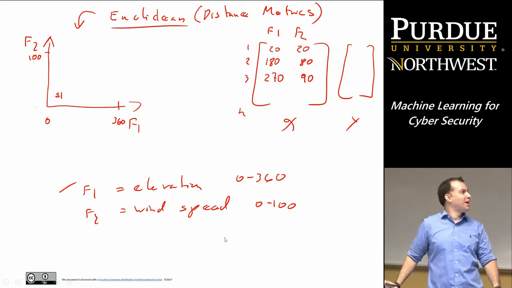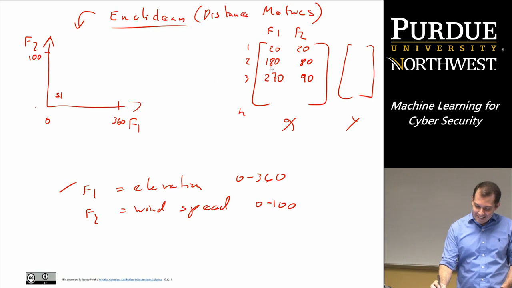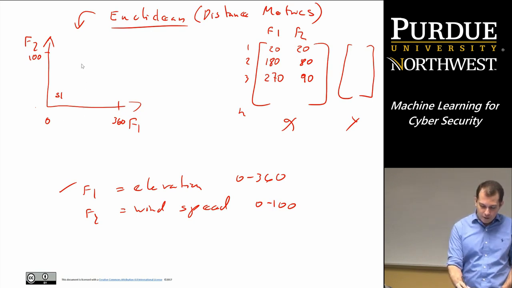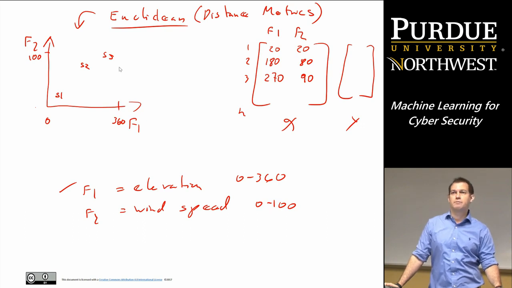So these are the values. The second one is 180, so it's kind of in the middle, and 80 over here. That's S2, right? And then we have the third one, which is 270 about here and 90, S3. Do you see that? And so that's what you get by creating the vector space model.